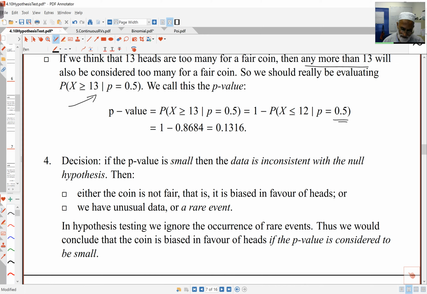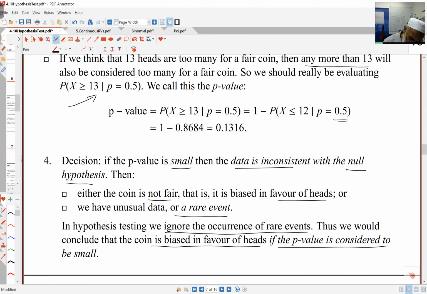So the decision is based on this p-value. If the p-value is small, then we'll say the data and the null hypothesis are inconsistent. So one of two things happens. Either the coin is not fair, that means it is biased in favor of heads, or a rare event has occurred. So I can get 20 heads out of 20 tosses of a coin. It won't be very often, it's not very likely, but I can get it. So rare events in hypothesis testing are ignored. We say that these things don't happen. And so we conclude the coin is biased in favor of heads if the p-value is considered to be small.